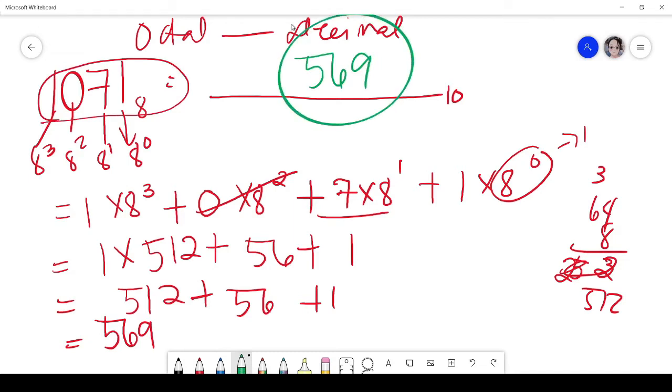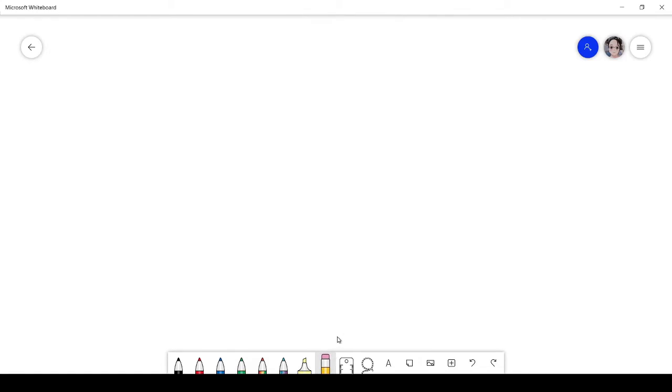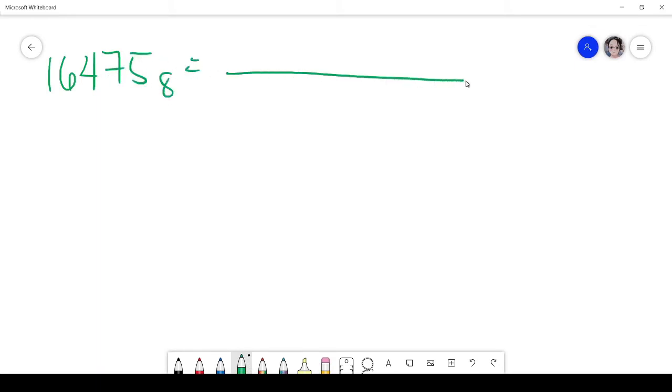Let's say, for example, we already have 3 digits and 4 digits. Let's make it 5 digits. It's the same, still octal to decimal. Let's say you are given 16475 octal to decimal. This is 8 to the power of 0, 8 to the power of 1, 8 to the power of 2, 8 to the power of 3, and 8 to the power of 4. Okay, let's substitute. Let's start here.